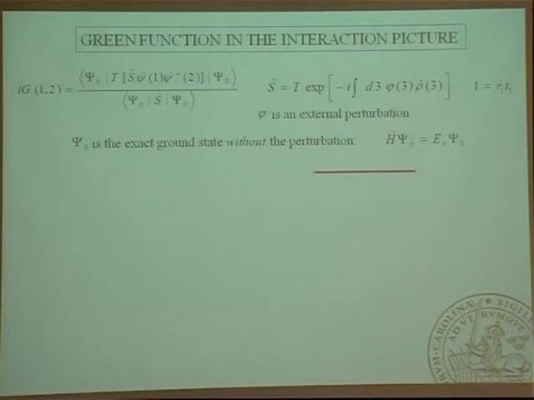Okay. So let me first define the Green's function. This is a zero temperature Green's function, not a temperature dependent Green's function. In the interaction picture, so this was introduced by Schwinger, I think, where we include a perturbing potential. This phi is an external potential, which can be time dependent. And the Green's function then has the following form here.